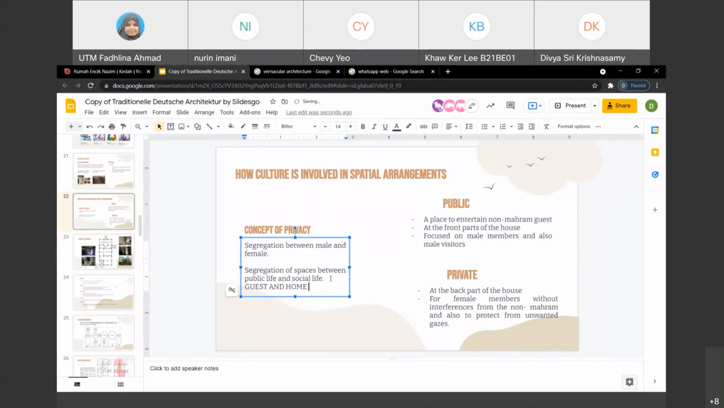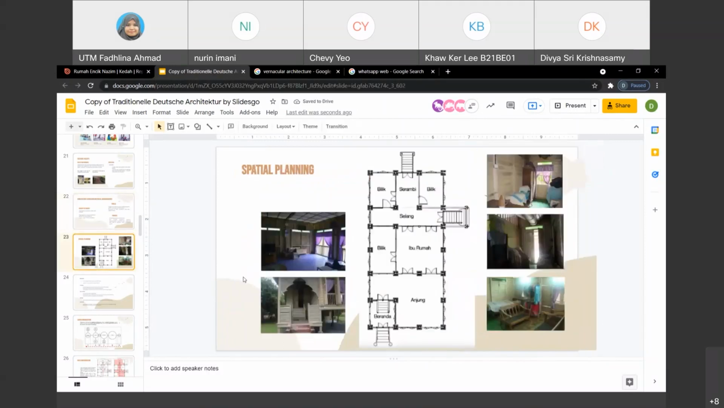Wait, doctor. So after this, you will know where the guests can enter until. On the spatial planning, can you also label it in English? For instance, ibu rumah is the main house, bilik is room. You can maintain these Malay terms, but add on the English term. Okay, doctor, no problem.